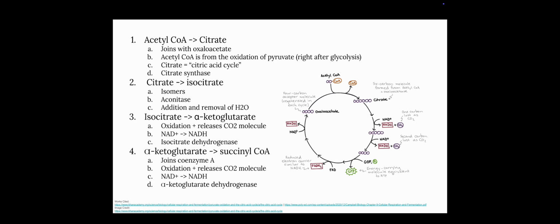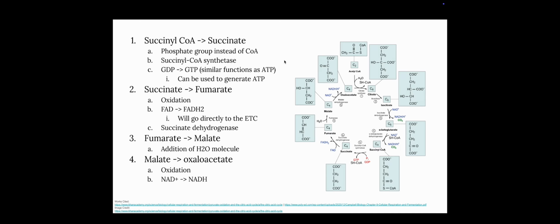Fourth is alpha-ketoglutarate, which joins coenzyme A to become succinyl-CoA. Another carbon dioxide molecule is released and NAD+ is reduced. Now we move to the 5th step. Even though it says 1 through 4 here, this is still the same process as the previous slide, so they are really steps 5 through 8.